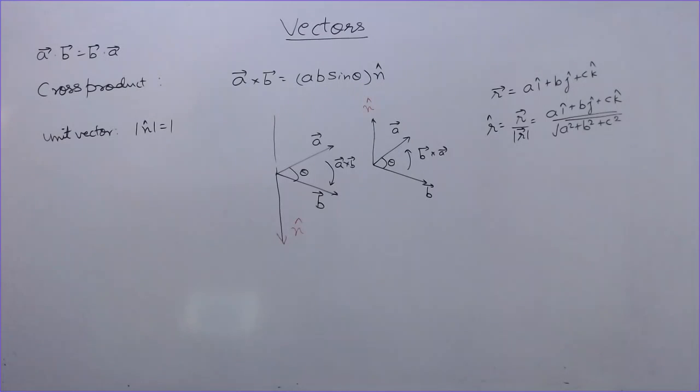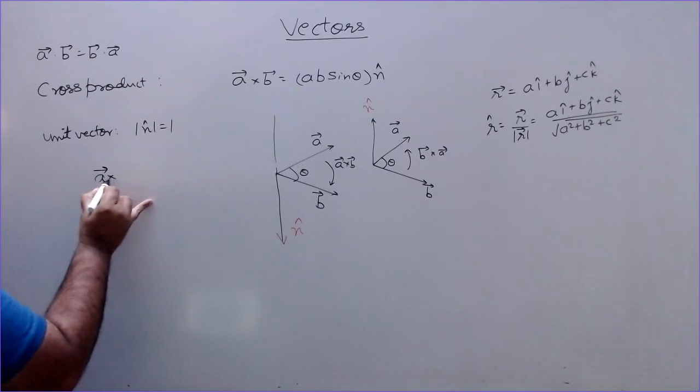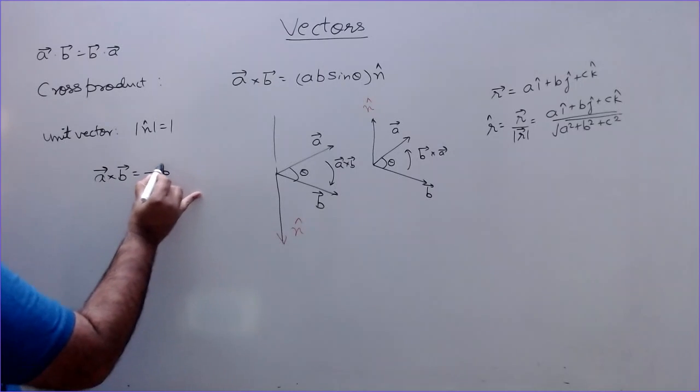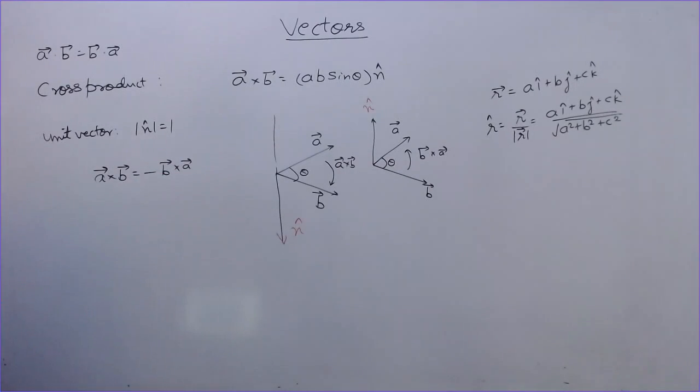This unit vector n shows only the direction, and it has nothing to do with magnitude, and its magnitude is 1. So in ab sine theta into n, the magnitude of n is 1, so this remains unchanged. So we can write that A cross B is equal to minus of B cross A. So it is called a vector product.